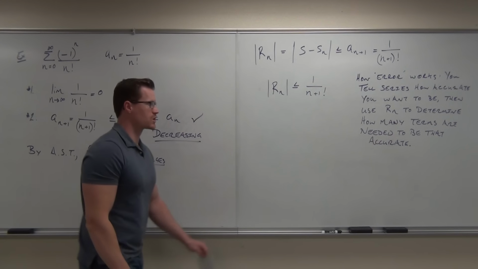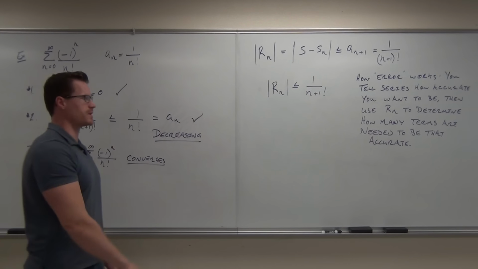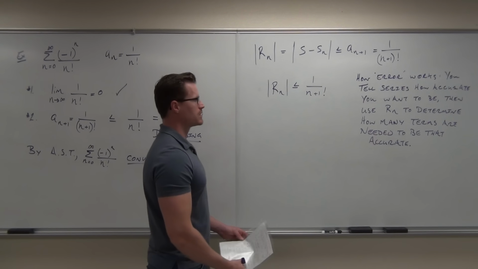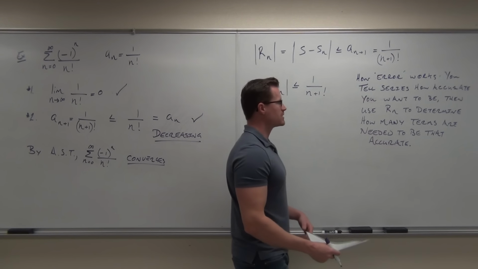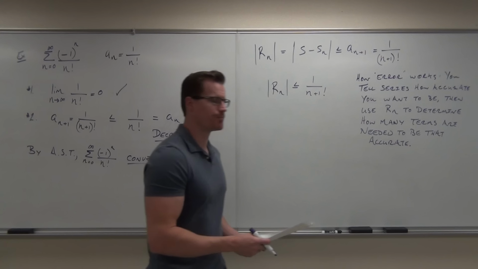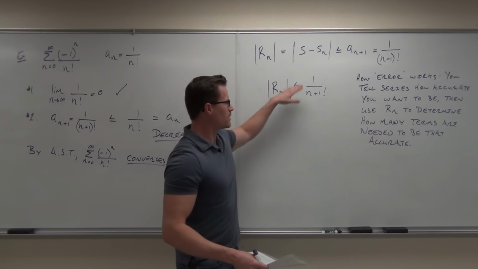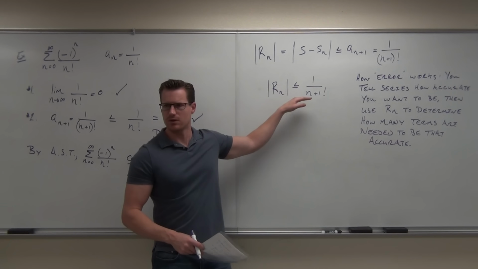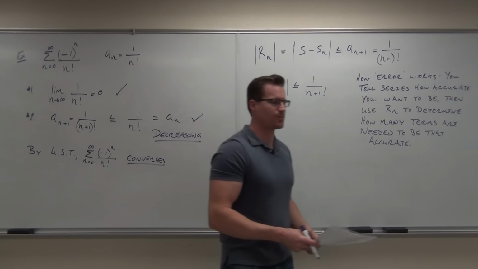So, how the error works, you tell the series how accurate you want to be. Then you use r sub n to determine the error, to determine how many terms are needed to be that accurate. Let me give you an idea. So, firstly, are you okay getting down to this far? Quick if you're okay with that. So here's the way that we go from here.